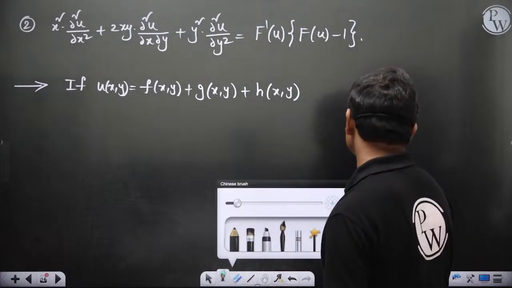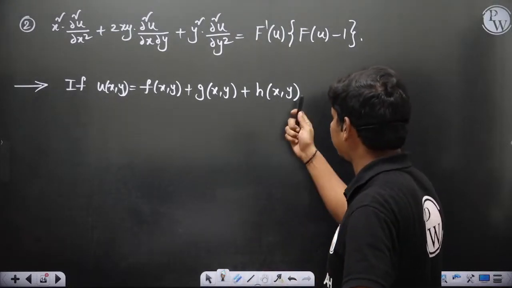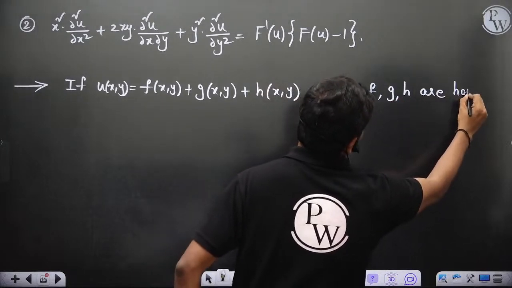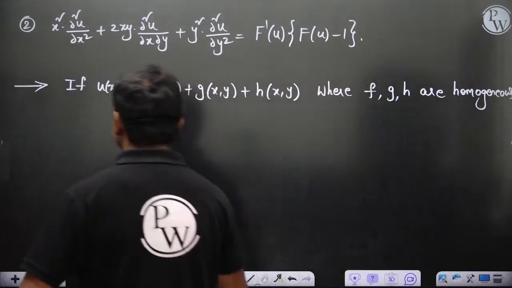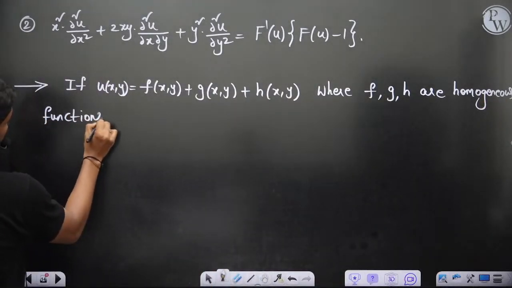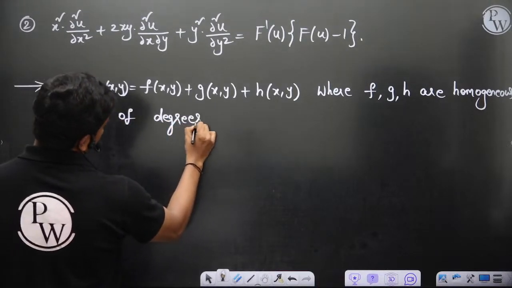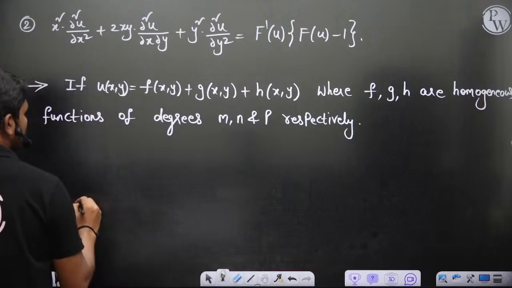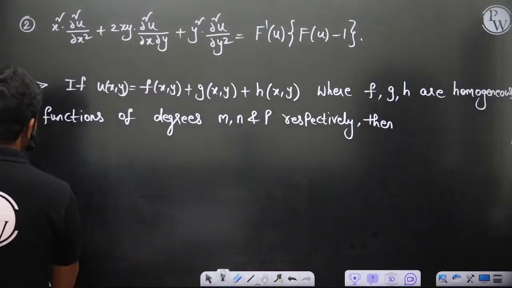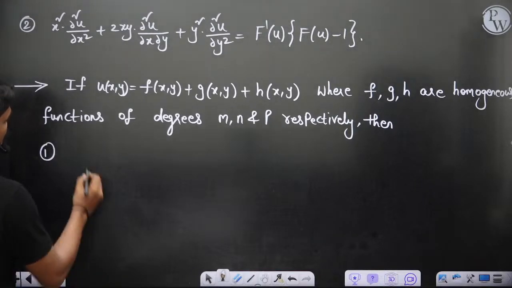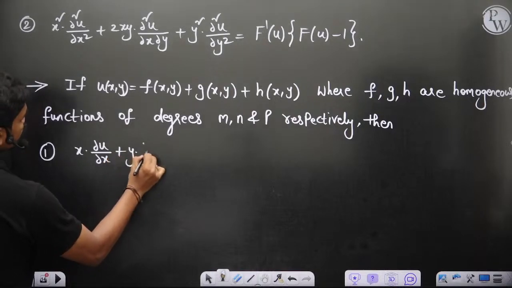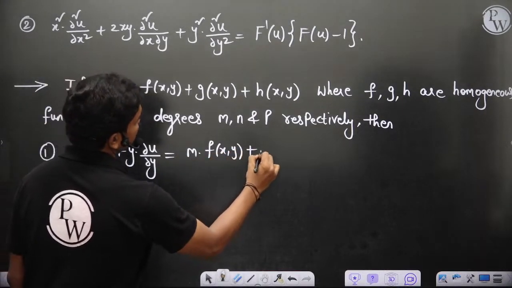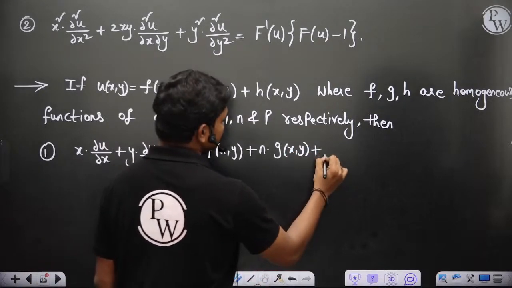So if u of x comma y is f of x comma y plus g of x comma y plus h of x comma y, where f, g, h are homogeneous functions of degrees m, n and p respectively, then point number 1 is: x into dou u by dou x plus y into dou u by dou y is equal to m times f of x comma y plus n times g of x comma y plus p times h of x comma y.